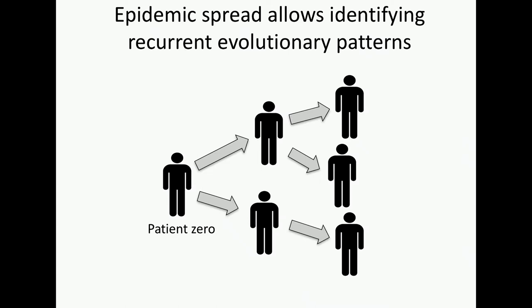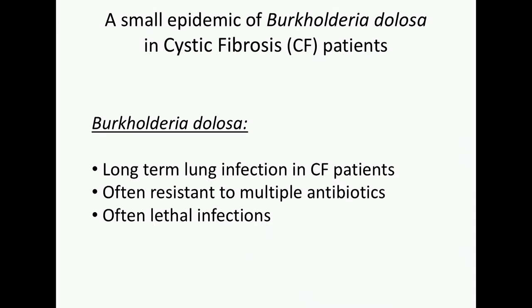Okay, so we looked for a case like that of a small outbreak and focused on an outbreak of a bug called Burkholderia dolosa, a fairly rare pathogen that infects primarily people with cystic fibrosis, whose lung mucus is much thicker, and they are prone to infections by many bugs. And sometimes, actually not often, they get infection with that bug, Burkholderia dolosa, that is really quite dangerous. It infects from patient to patient. It's very hard to treat, causes long-term infection, is resistant to almost all known antibiotics, and often after several years, unfortunately, makes it from the lung to the bloodstream and causes sepsis and death.